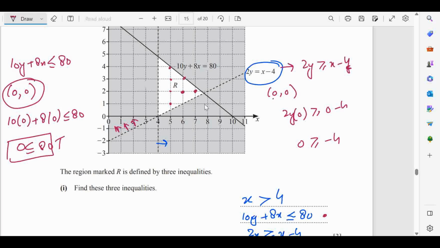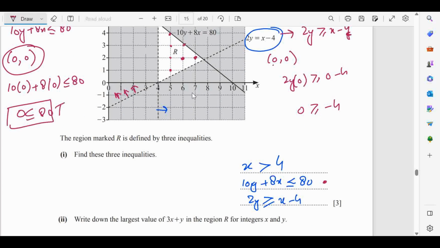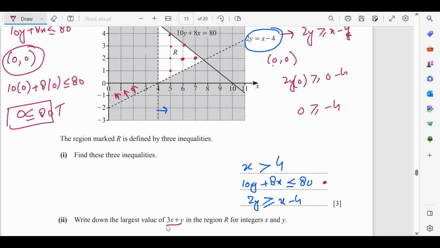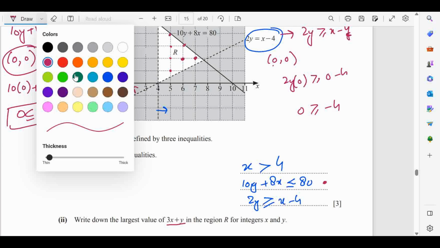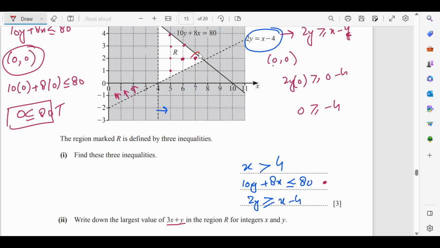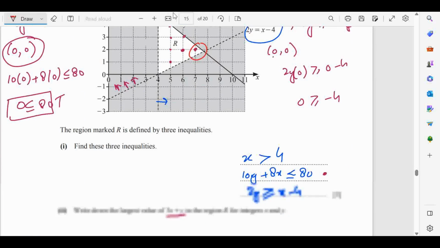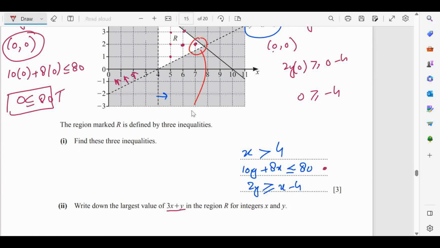So we have to check all of these points, but here it is given that 3x plus y. So from here we can see that the value of x must be greater than y. So this is the point. Let me mention it over here, that this will be the required point. So this is 7 and 2. The coordinates of this point will be 7 and 2.